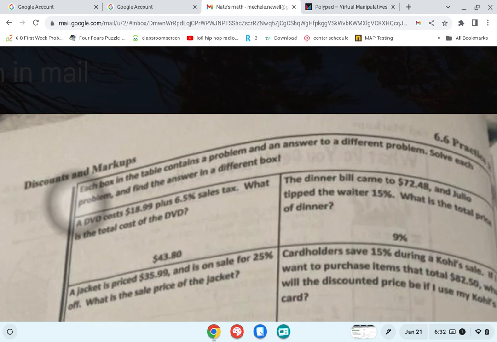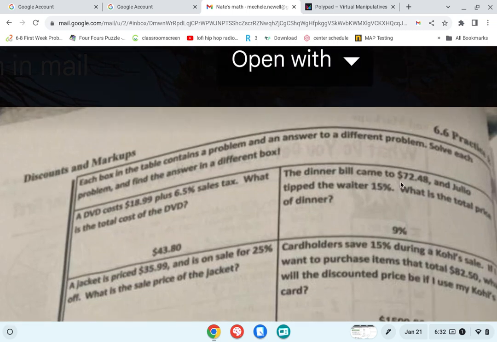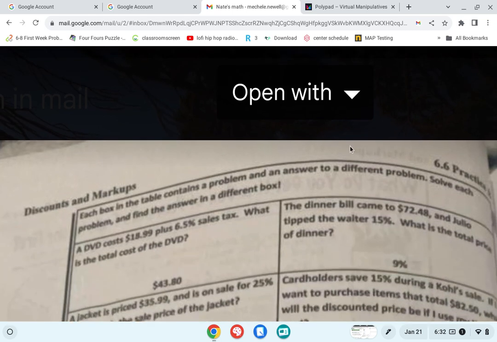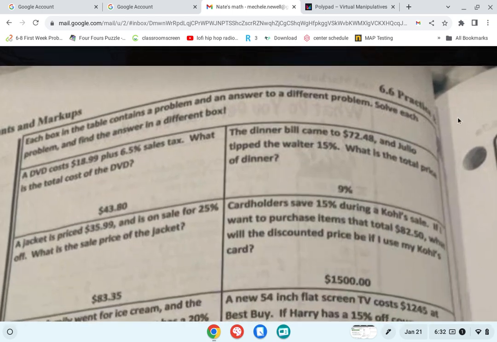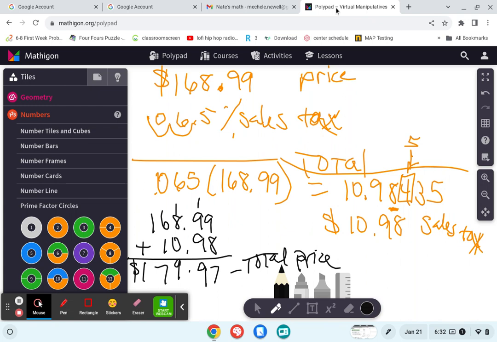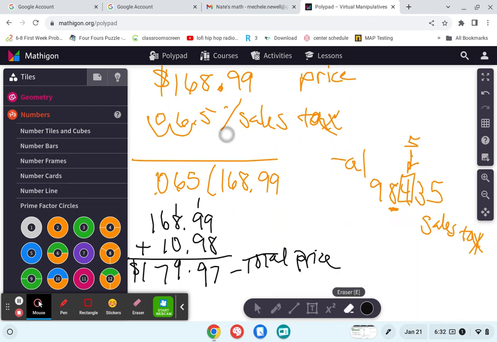So let's go ahead and do number two. $72.48 is our dinner bill. Julio tipped the waiter. Is that 15% or 1.5? I hope it's 15 because ain't nobody tipping 1.5. 15%, what is the total price? So how am I setting that up? If you said I'm gonna do what I just did over here, you're absolutely right. So let's get it. I'm gonna pause this while I erase.